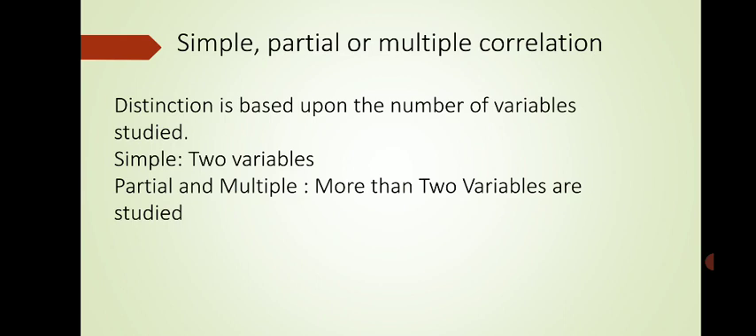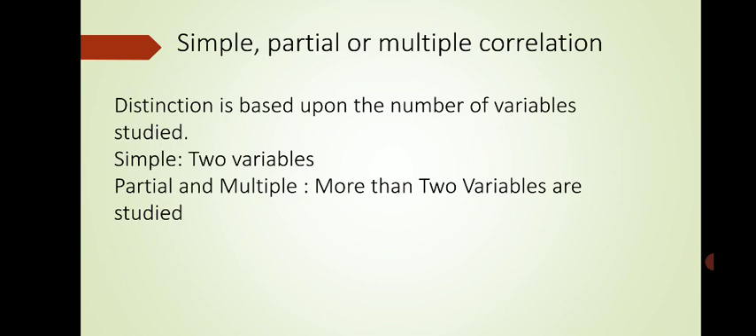On the other hand, in partial correlation, the study of two variables excluding some other variable is called partial correlation. So if there are three variables and we are studying only two variables, excluding the remaining third variable, that kind of study is known as partial correlation.